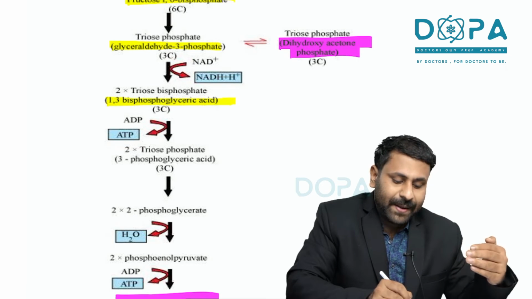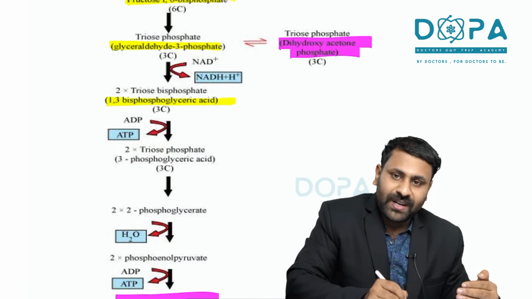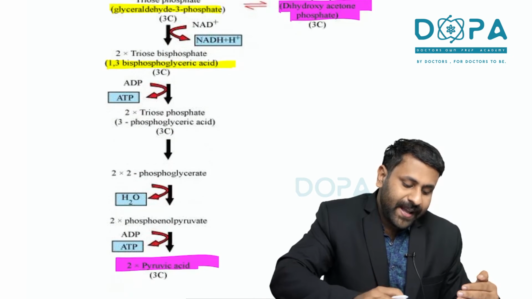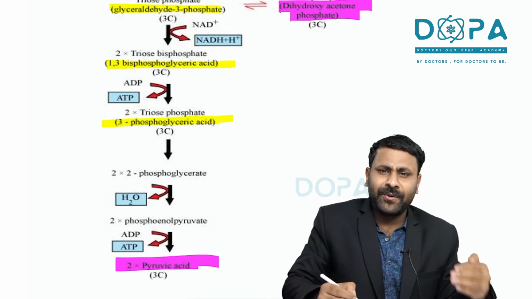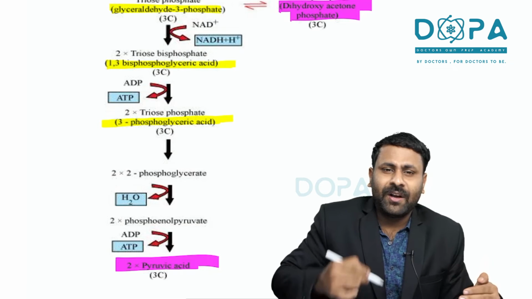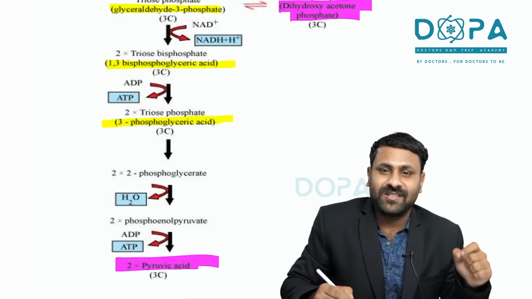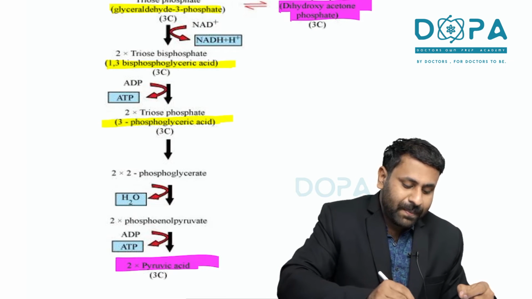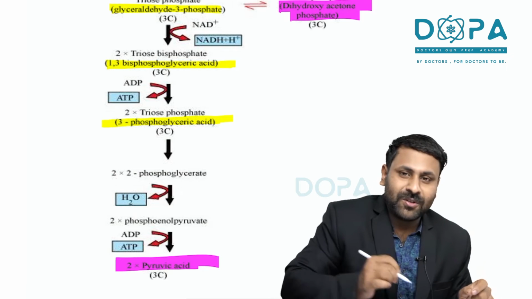As a result, NAD plus is reduced to form NADH plus H plus, and 1,3-bisphosphoglyceric acid is formed. Then 1,3-bisphosphoglyceric acid is converted into 3-phosphoglyceric acid. Do you remember the 3-PGA? We studied 3-PGA in the photosynthesis Calvin cycle as the first stable product. When 1,3-BPGA is converted into 3-phosphoglyceric acid, ATP is produced.